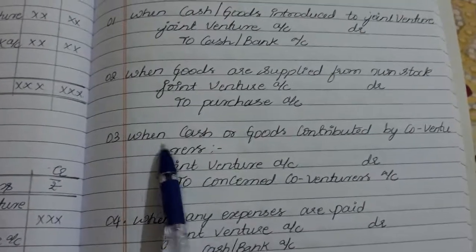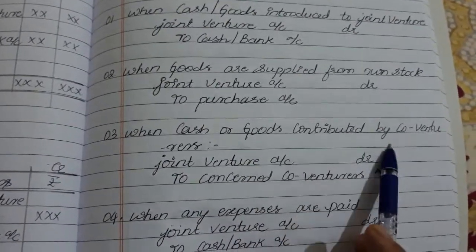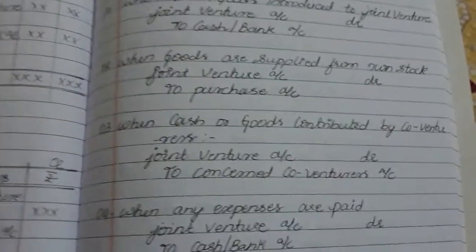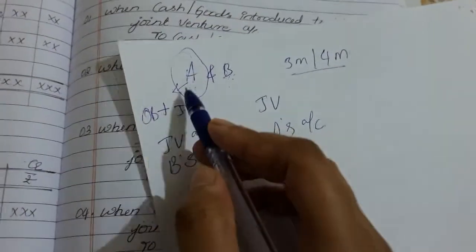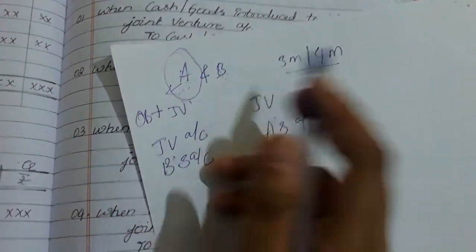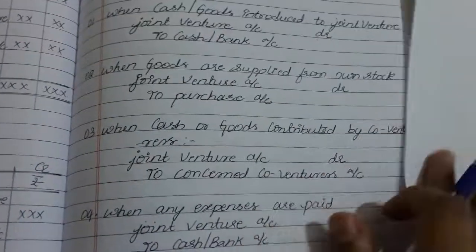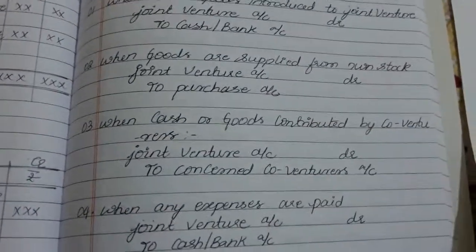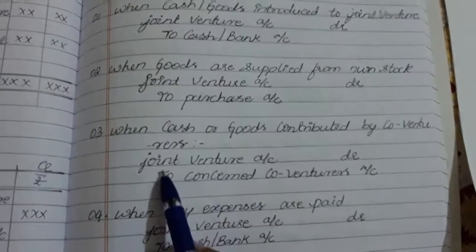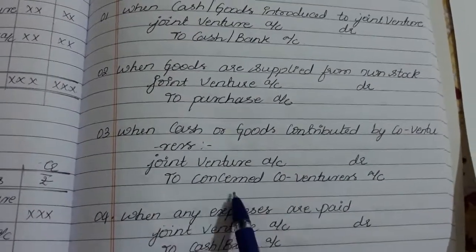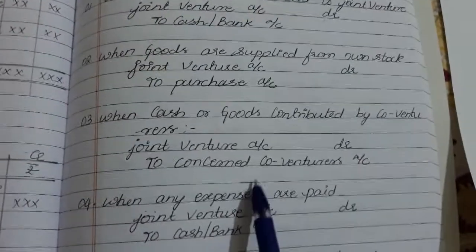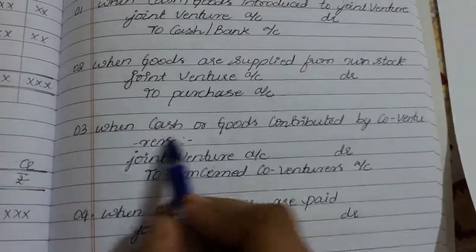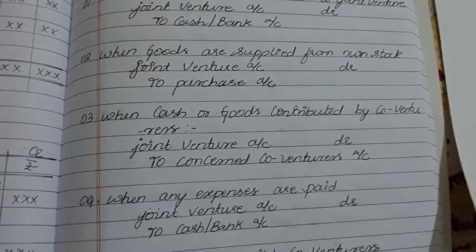Same way, when cash or goods are contributed by other co-venturers, in this case B is the other co-venturer. For example, A is preparing the books of account, so B will be the other co-venturer. When B is contributing cash or goods, what happens? Joint venture account debit to the concerned co-venturer's account. When you prepare B's account, you need to credit there. So this is when cash or goods are contributed by other co-venturers.